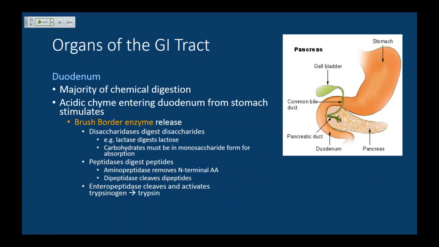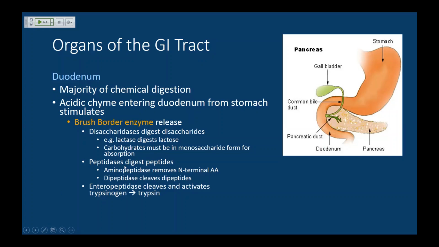In addition to that, there are these things called brush border enzymes. The brush border simply refers to the villi and microvilli that line the surface of the cells that look like a brush, apparently. Okay, so brush border enzymes are released from the wall of the duodenum. They include disaccharidases that digest disaccharides. For example, lactase digests lactose. And the importance of this is that carbohydrates must be in their monomer form to be absorbed. So that's glucose, fructose, galactose. They must be monomers so that they can be absorbed.